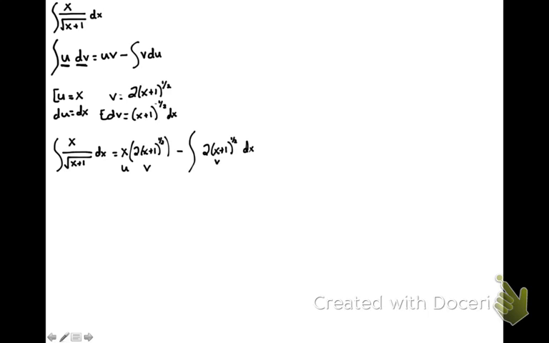So I'll do so here. I'm going to clean up u times v, so this is 2x times x plus 1 to the 1/2 minus the integral of 2 times x plus 1 to the 1/2. Well, this will be x plus 1 to the 3/2, and this will be minus 4/3. And since this is an indefinite integral, I have to remember plus c.